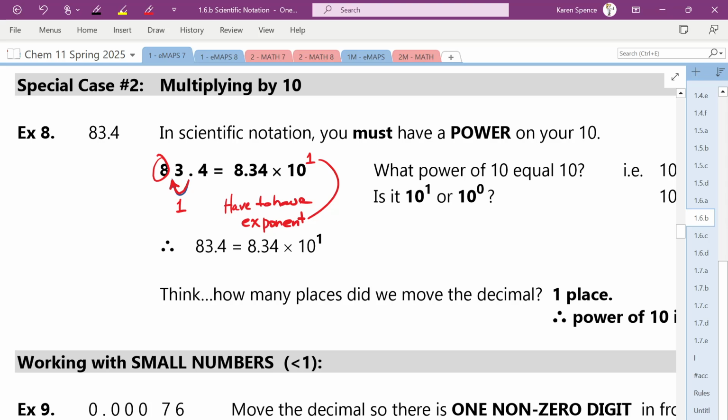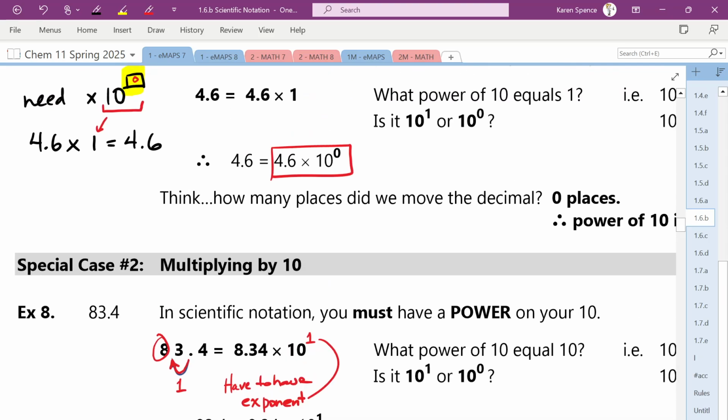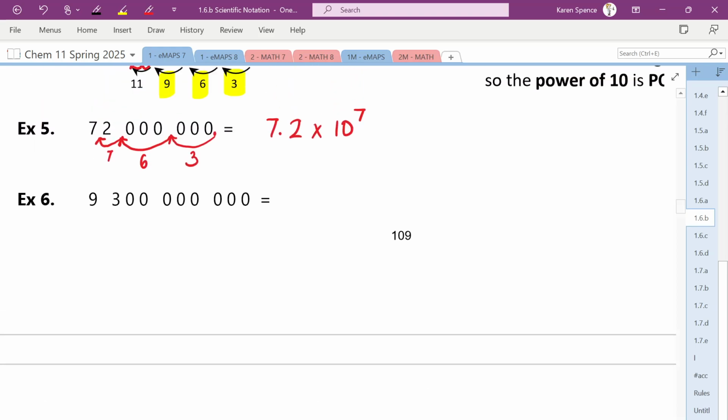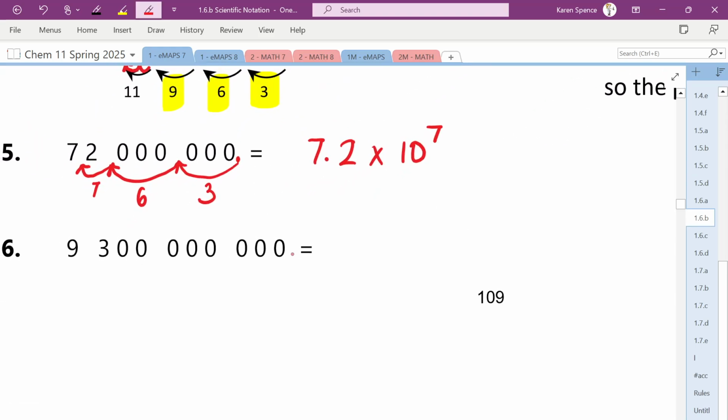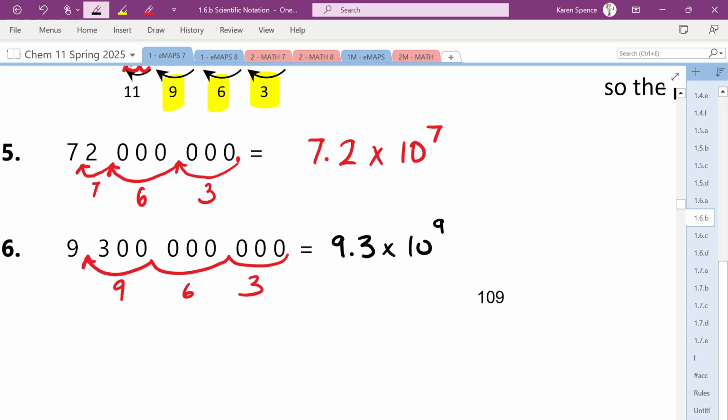So up till now, we have looked at big numbers. And just as a quick reminder, with a big number, what do I mean by big? Big means bigger than 1, okay? With a big number, we move our decimal. Let's say this is on page 109. We move it 3, 6, 9 places. So that is going to be 9.3 times 10 to the 9. And because it is a big number, that's going to be a positive exponent.